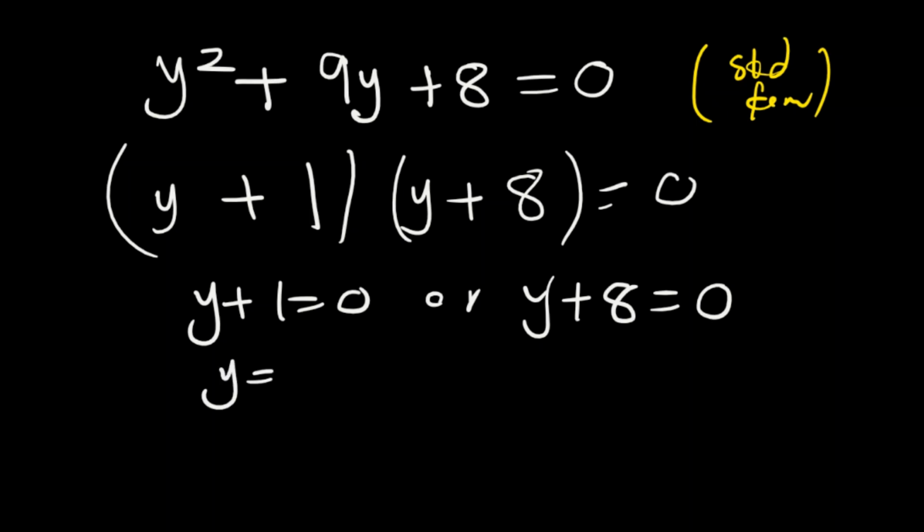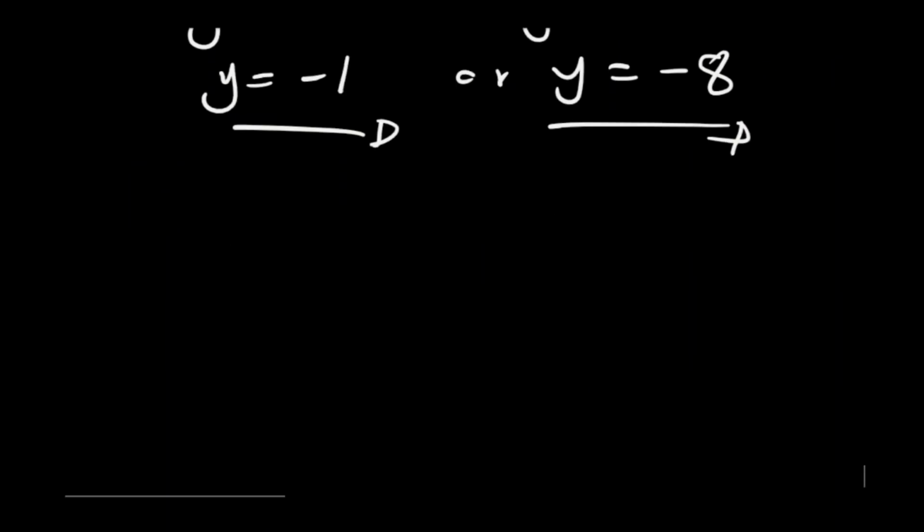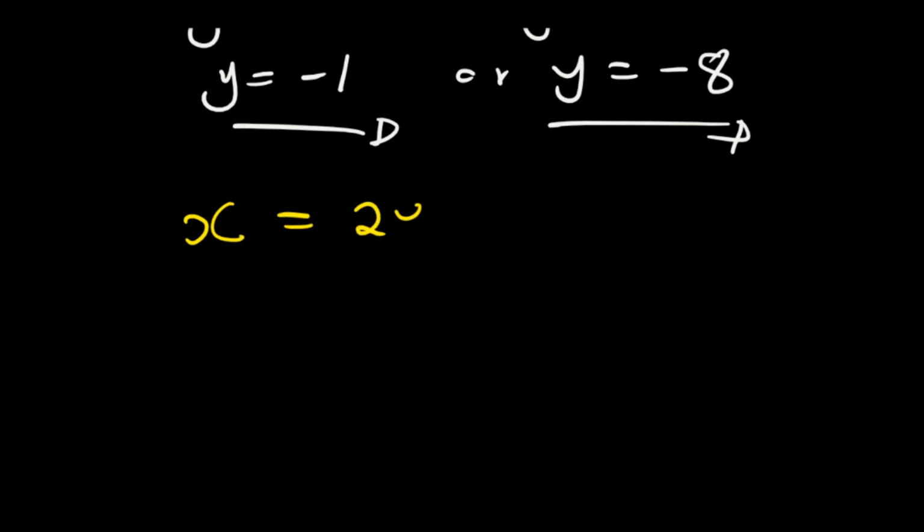And then y is equals to minus 1, or y is equals to minus 8. So these are your solutions of y. We need to identify the solutions of x now. But you need to remember that your equation 3 is actually x, which is equals to 2y plus 3. So this is equation 3. So you're going to use it to find the other values of x, right?